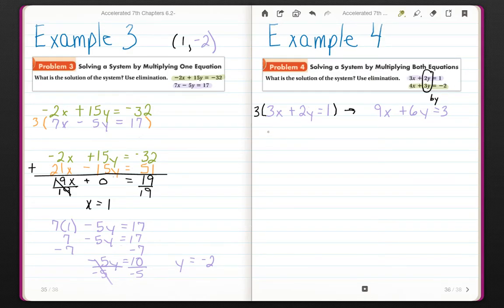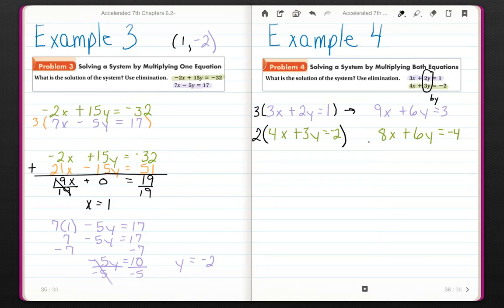For equation 2, 4x plus 3y equals negative 2. I want 3y to equal 6y, so I'm going to multiply the entire thing by 2. So I get 8x plus 6y equals negative 4. You know what, I'm going to write that in green really fast, just so that I keep my equations the same. Colors. I like to keep things color-coded. 8x plus 6y equals negative 4.